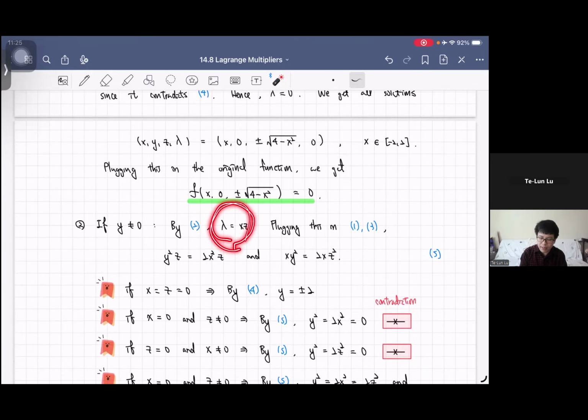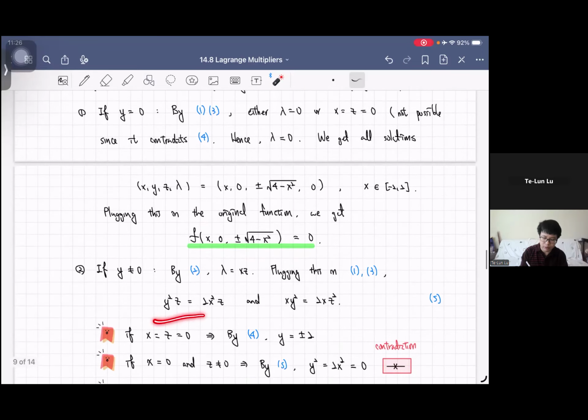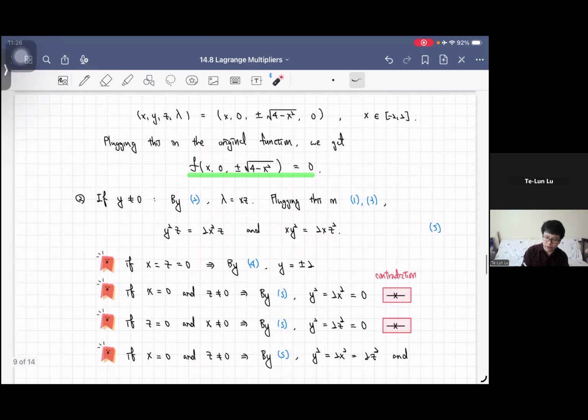And if you plug this lambda back into the first and third equations, for example, the first equation tells you y squared z is equal to 2 times xz times x. So then you get y squared z equals 2x squared z. And similarly, xy squared is equal to 2xz squared. Now, let us solve this equation, the fifth equation here.